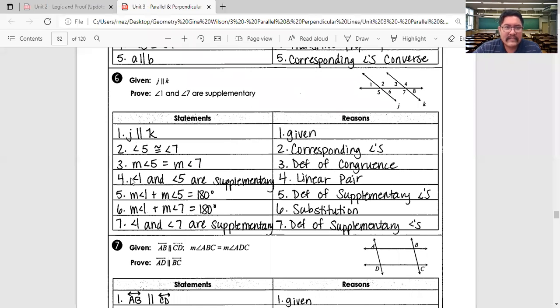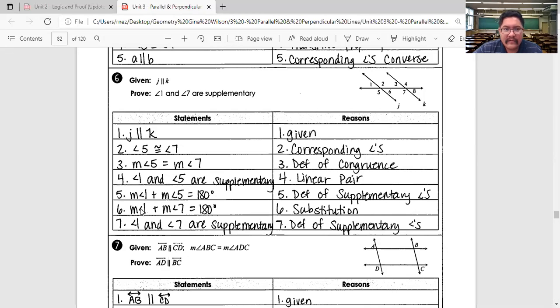And then the next thing they said is that 1 and 5 are supplementary because, again, they are a linear pair. They're right next to each other, and they're both lying on straight lines. So that is the definition of a linear pair. So we know that those would also add up to 180. And it looks like that's what they do right here. So angle 1 and angle 5 also add up to 180. That's the definition of a supplementary angle.